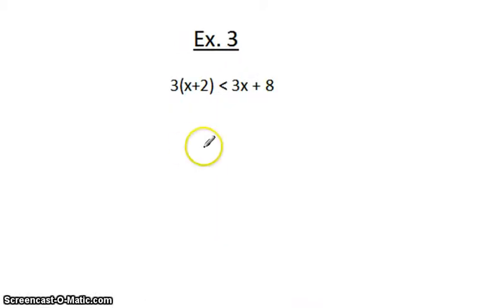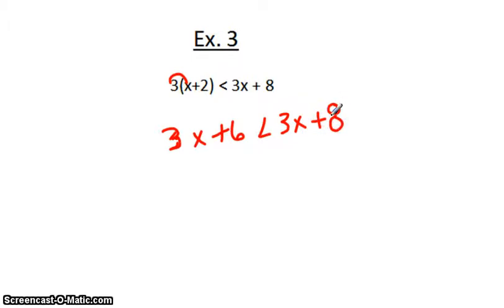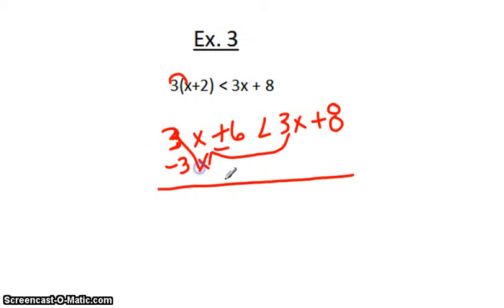Alright, let's look at another example. No fractions again. I have grouping symbols, so I'm going to distribute. I have 3x plus 6 is less than 3x plus 8. Step 3 says to simplify each side. Each side is already simplified. Step 4 says to isolate the variable. I'm going to move my 3x over here, which means I'm going to subtract. So now I have 6 is less than 8.